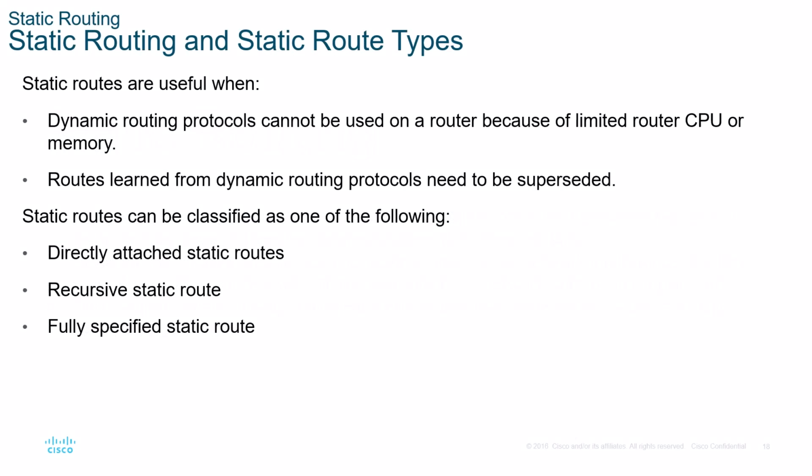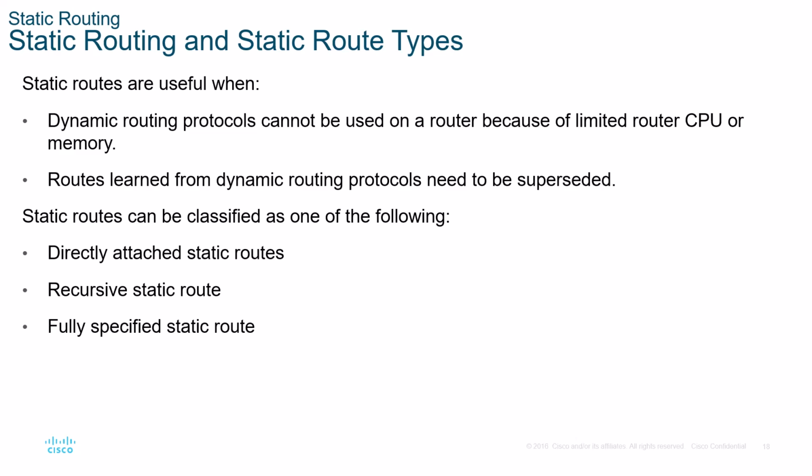Static routes are useful when dynamic routing protocols can't be used, such as in a small network. Routes learned from dynamic routing protocols may need to be superseded. Oftentimes I use a default static route to propagate a dedicated pathway that I want out of my network. That's a good use that I have found. They can also be classified as one of the main three: directly attached, recursive, fully specified. So we're going to cover these all in depth.